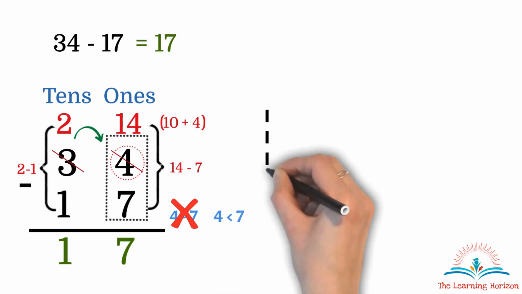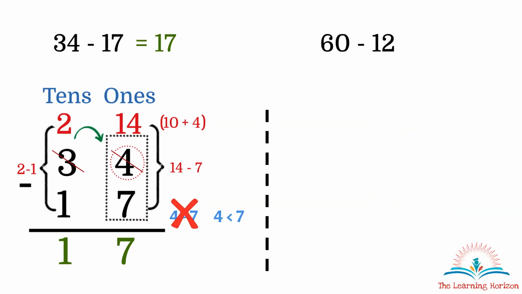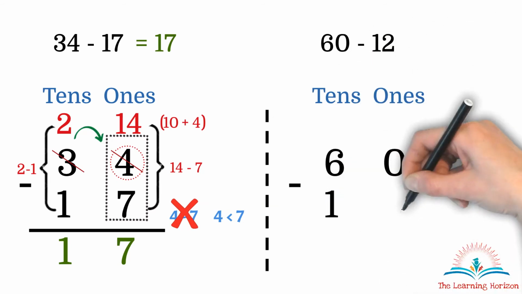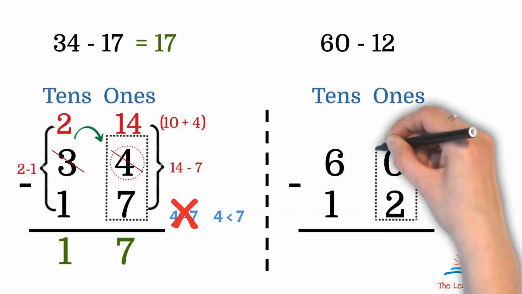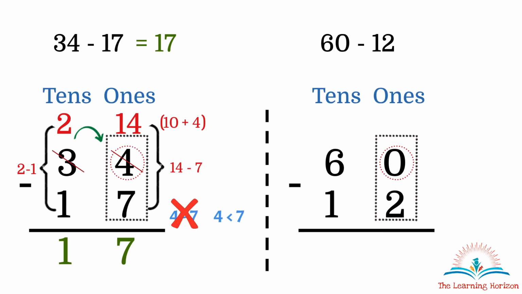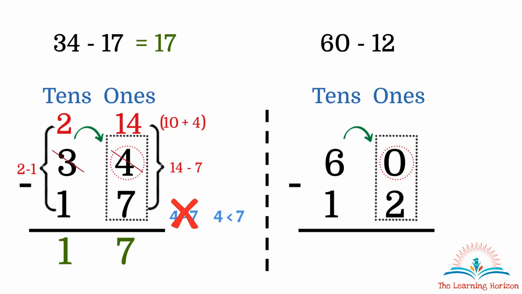Another example, 60 minus 12. We will line up the numbers one below another into tens and ones column. We will first subtract the numbers in the ones column, but we do not have any ones to subtract, so we will borrow a 10 from the tens place.